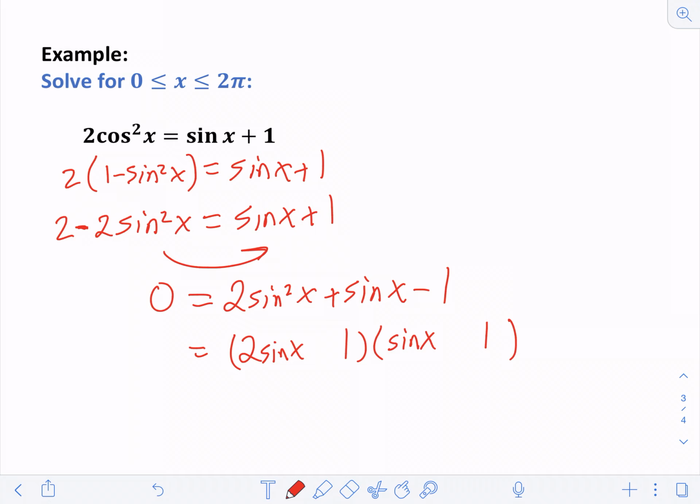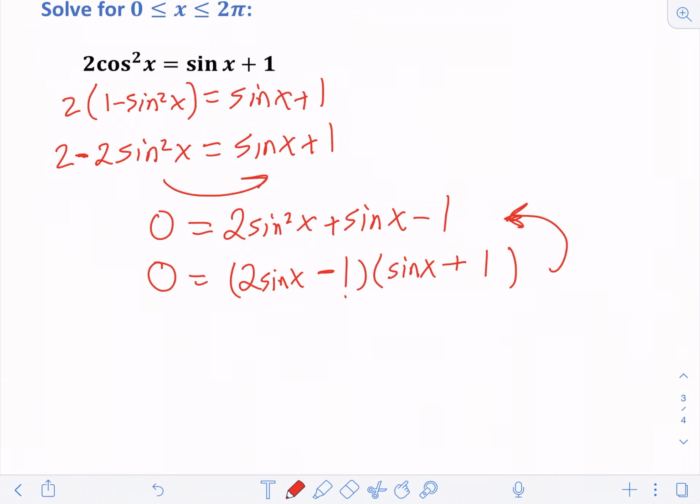Well, I'm going to end up with a positive sine x in the middle. So that means this is going to be negative to give me negative 1 sine x. And that's going to be positive to give me 2 sine x. And negative 1 sine x and positive 2 sine x equals sine x. And if you're not quite sure, go ahead and FOIL it and make sure you can verify that we get that. Equals 0.